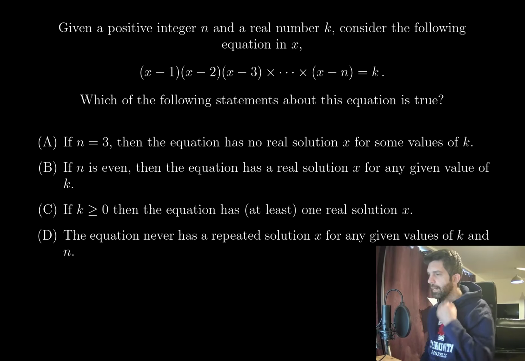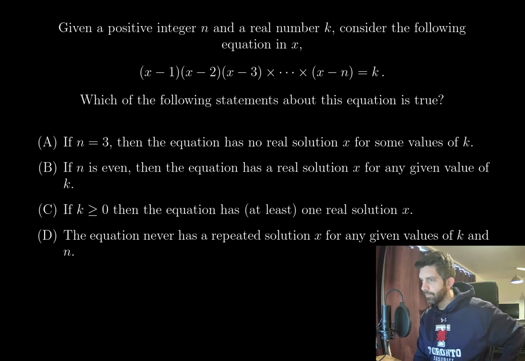Okay, so n is an integer, k is a real number. I haven't read all the options in detail here, but it looks like the one key to understanding this is going to be about even and odd degree polynomials and whether they can have solutions or must have solutions.